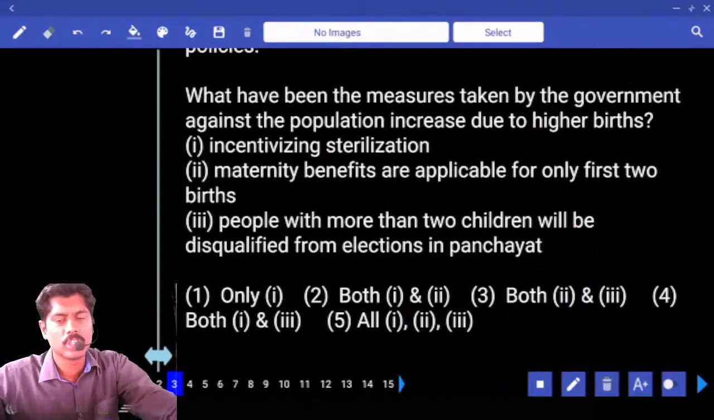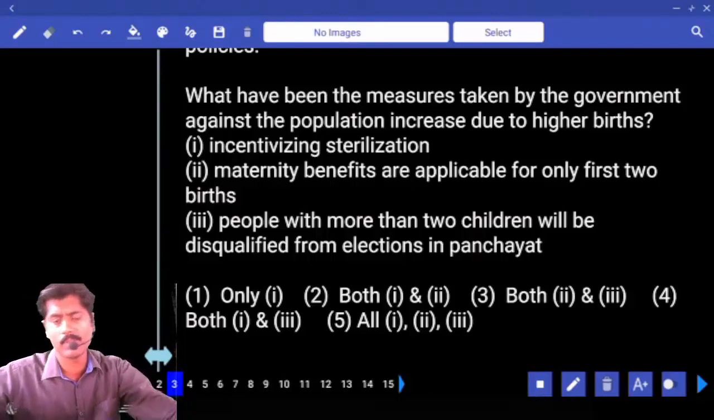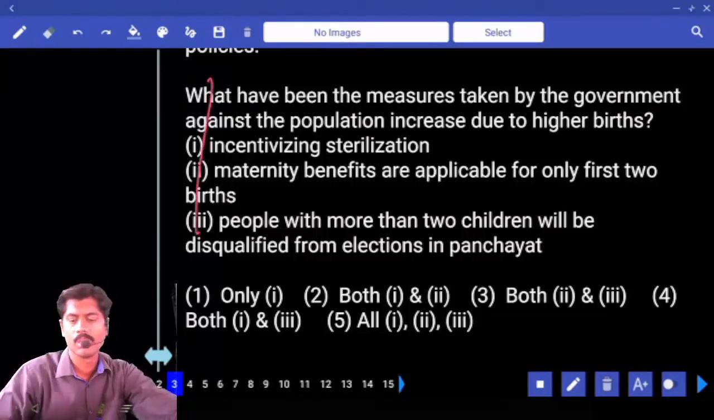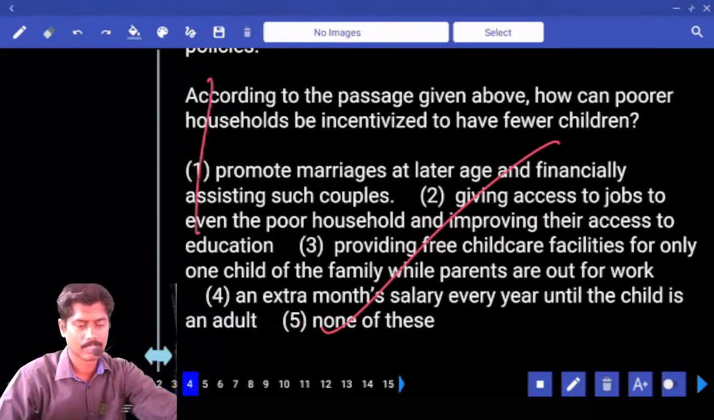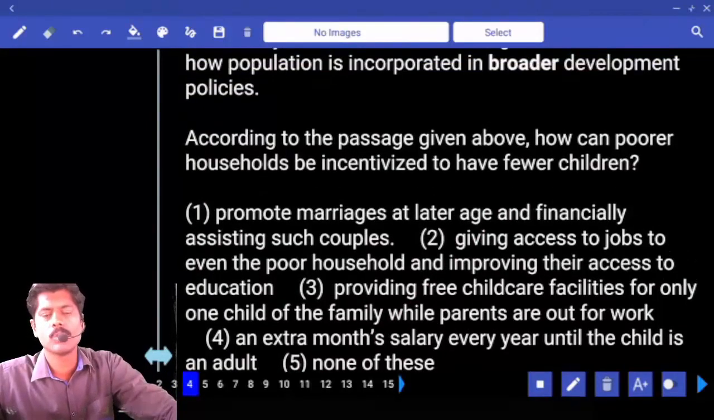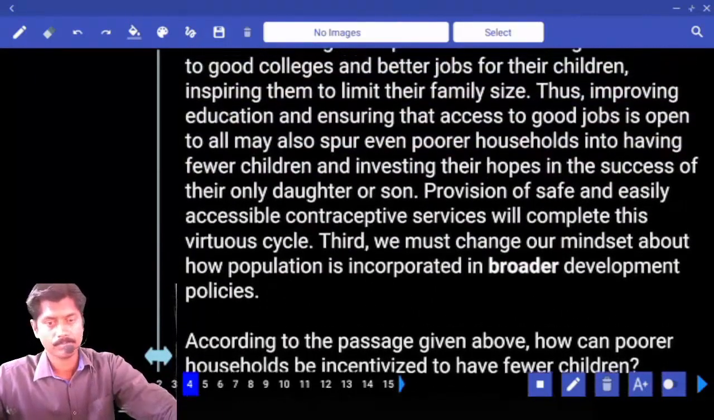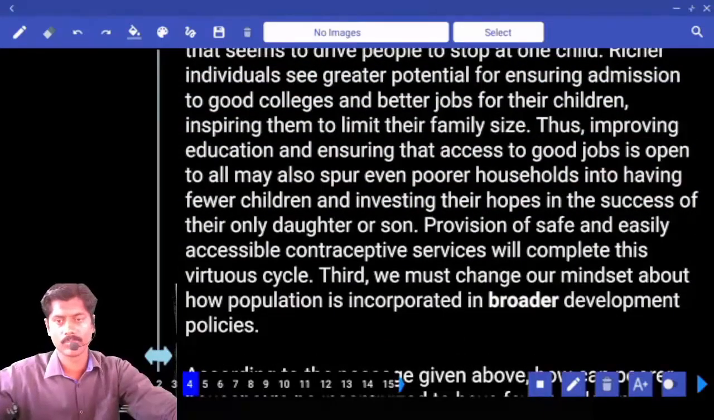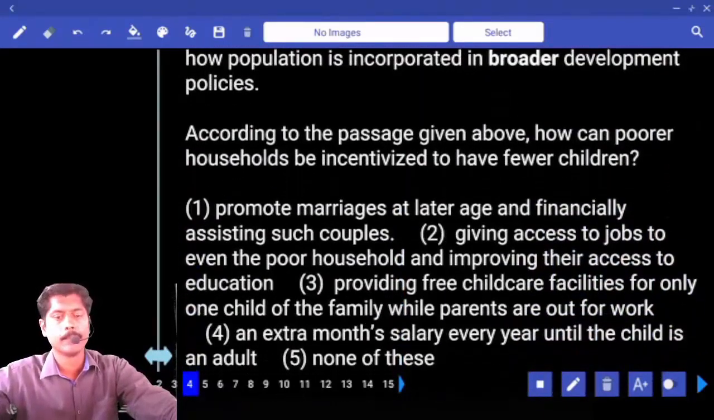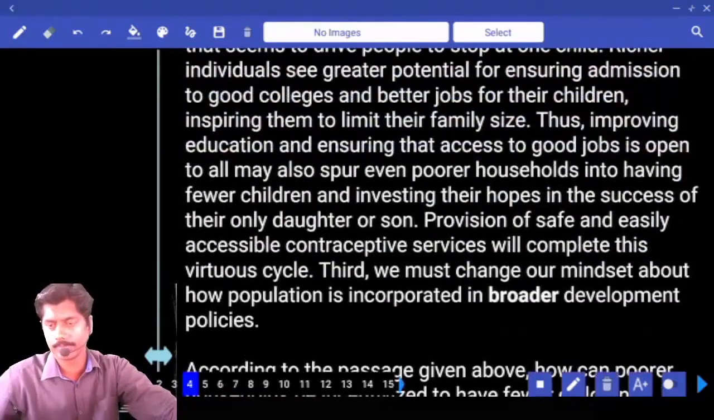Incentivizing sterilization, yes. Maternity benefits are applicable only for the first 2 births, yes. People with more than 2 children disqualified from elections, yes. All 3, fifth option. According to the passage given above, how can poorer households be incentivized to have fewer children? Where is that? Where is poor? Poorer households be incentivized. Last paragraph, which line?